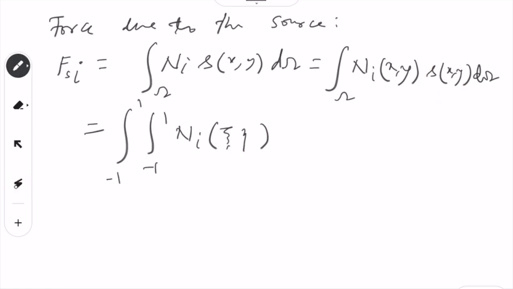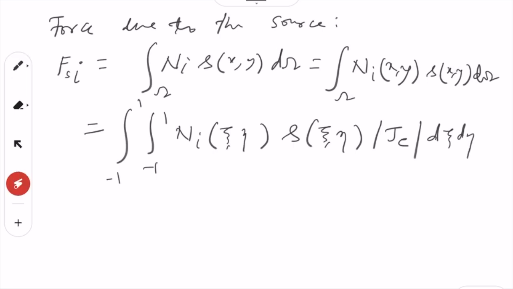Now we have S, so S also we have to write in terms of xi and eta. And then we have this value, which we know is just the determinant of J E, and then we have d xi d eta. And we are good. We don't have to do anything. Write this in terms of xi eta, write this in terms of xi eta, and then we integrate. So this is how it will transform. Very simple. Now there will be four values of i, so we can get four components of this force due to the source.